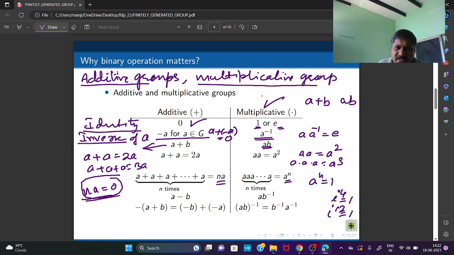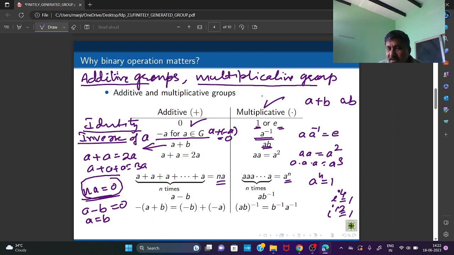Such structure is also useful to describe the notion of order of an element and order of a group, and several other concepts of groups that are useful in our study. Similarly, A minus B is 0 means A equals B. So here A B inverse is 1.